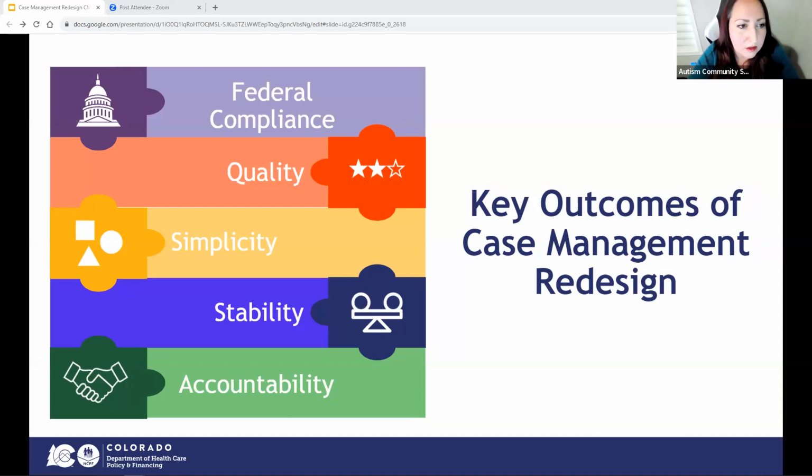So this little filtration system that we have here was one of the most important keys for all of our key outcome of case management redesign.